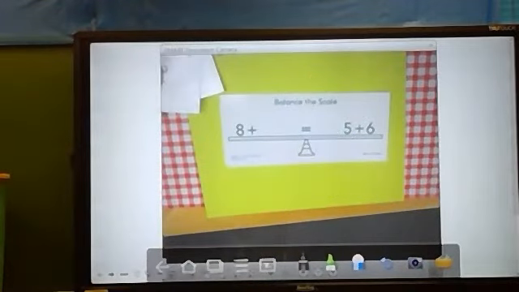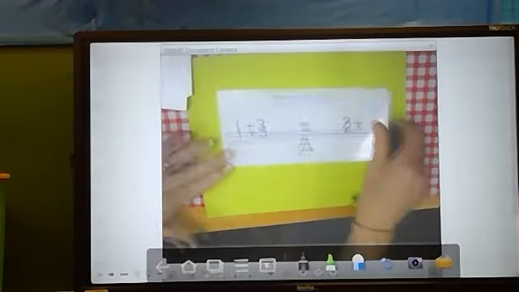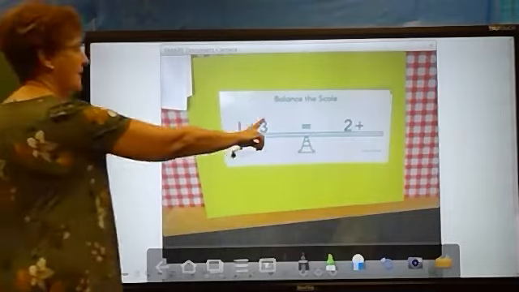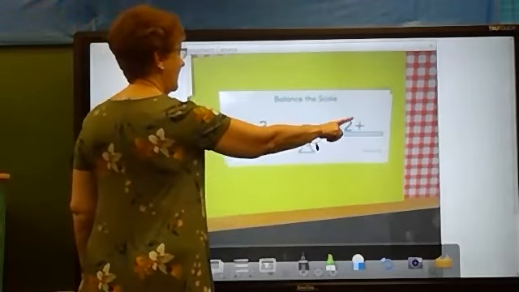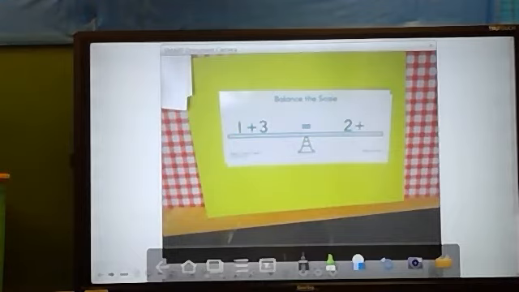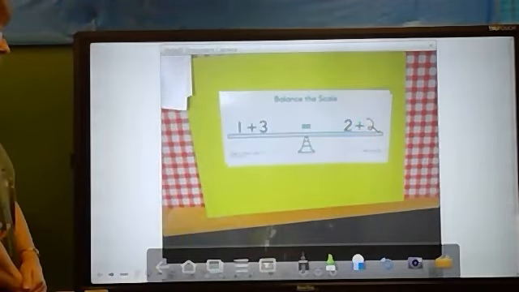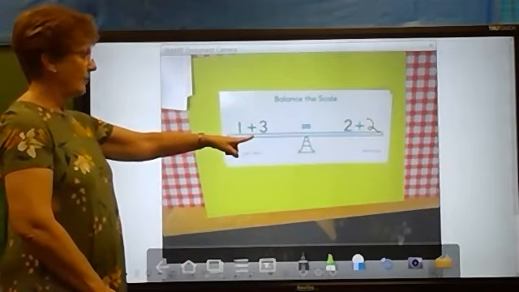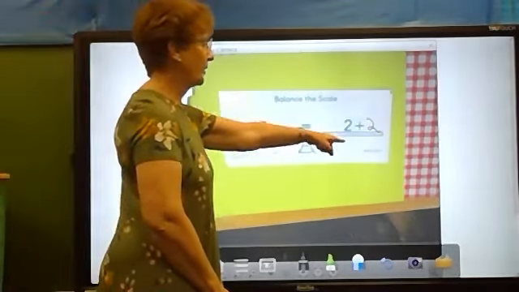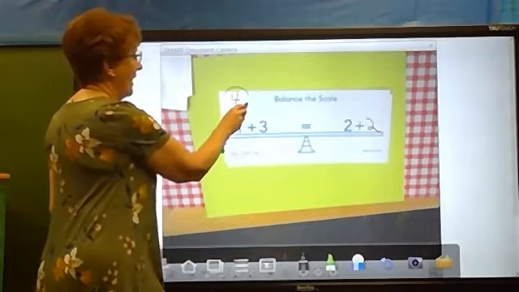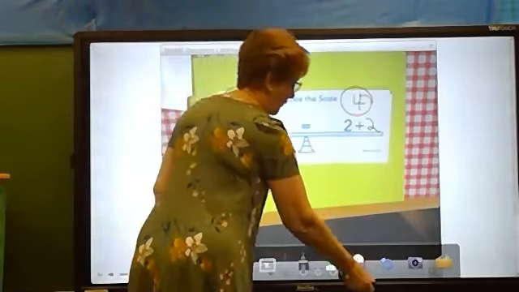We're going to try another one. This one's easy compared to the last one. Let's see if you can figure it out. Remember, what's on this side of the equal sign has to equal what's on this side of the equal sign. Did you figure it out? If you said the missing add-in was 2, then you are correct. Because 1 plus 3 equals 4 equals 2 plus 2. 1 plus 3 equals 2 plus 2 because both have a sum of 4.